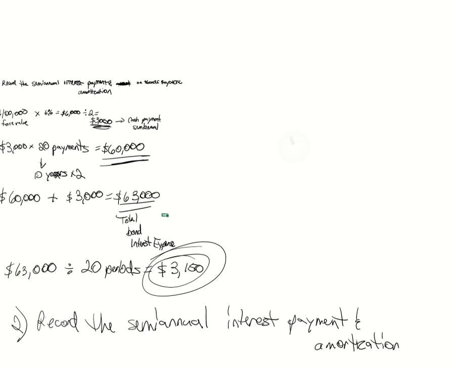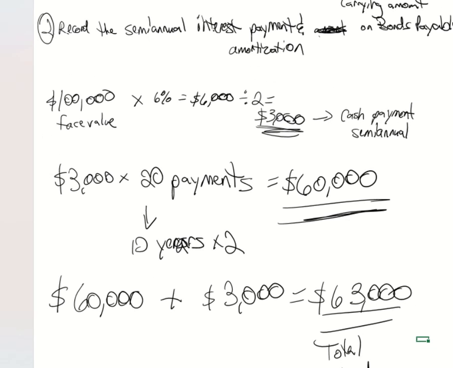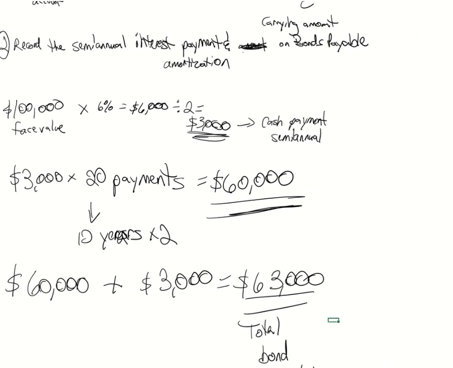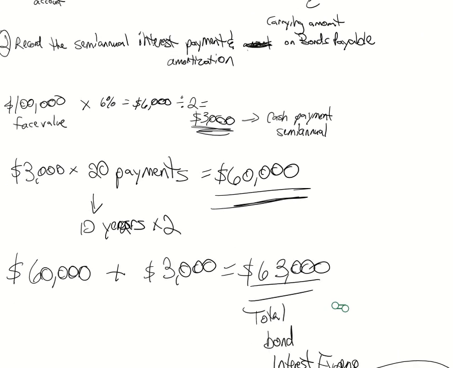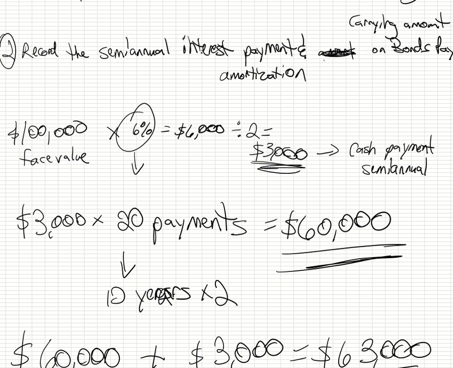And that's coming from the $100,000, the face value of the bond, multiplied by the 6%. That's your contract rate. That gives you $6,000, which is the annual amount, divided by 2. That gives you $3,000. That's your cash payment that's made semi-annually on the interest.